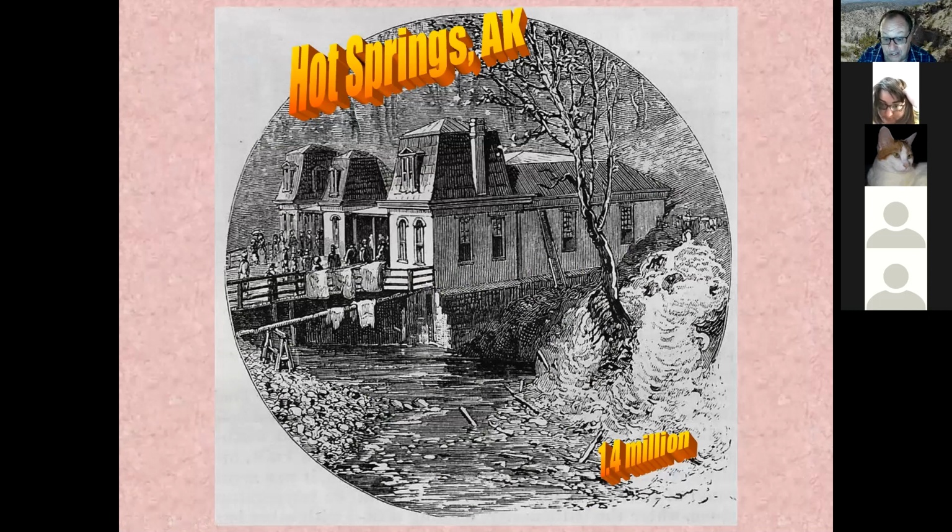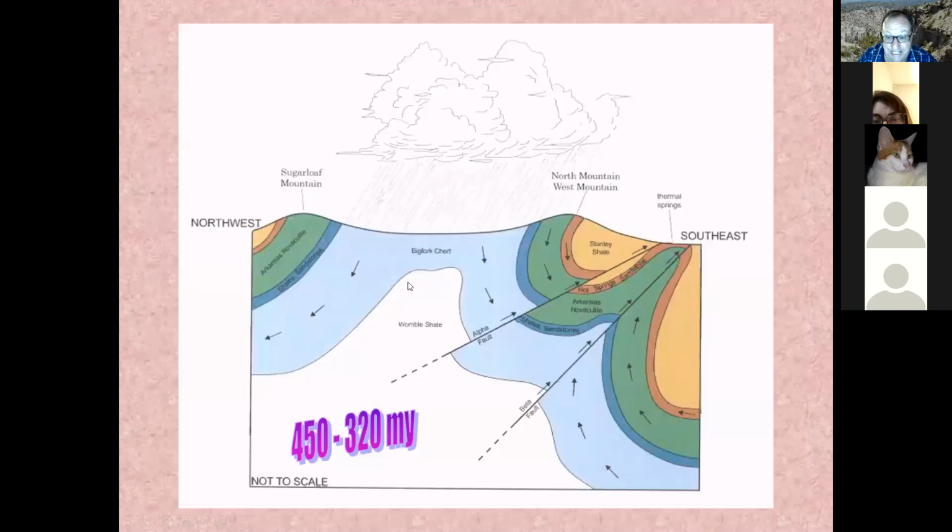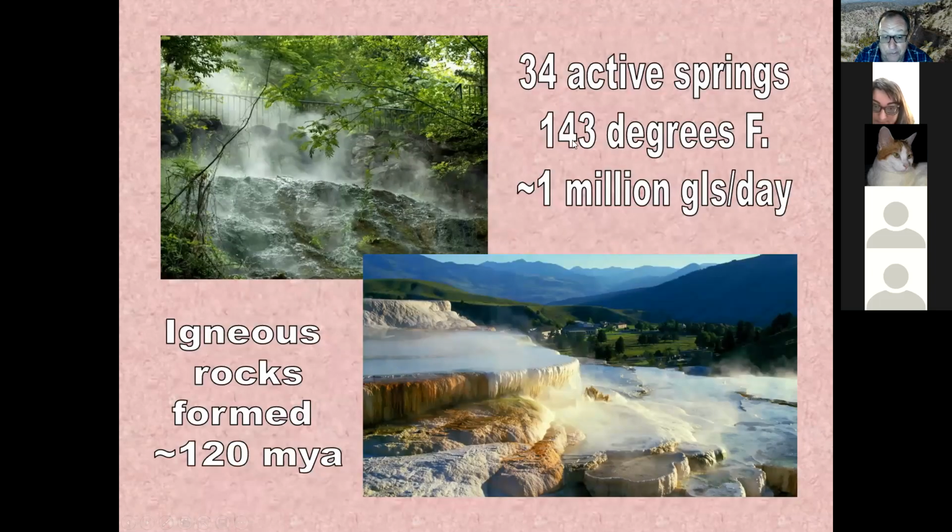Hot Springs, Arkansas, another stop. 1.5 million people go there to get young, as they used to say with hot springs. And the reason it's hot springs is that it's kind of a tectonic event going on where we have faulting in rocks that are 420 to 320 million years old. And the thermal springs are in the hot spring sandstone, which is being produced by the faults coming up here. So again, if you're into that area, get to Hot Springs. 34 active springs in the area.